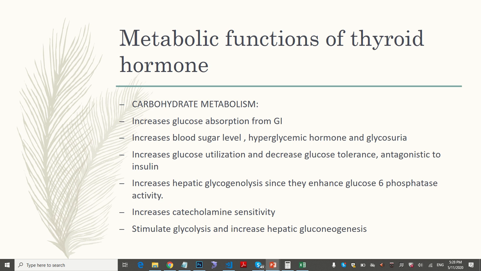Now, what are the metabolic functions of thyroid hormone? The carbohydrate metabolism. It increases the glucose absorption from the GI, increases blood sugar levels, causes hyperglycemia and glycosuria, so it's a hyperglycemic hormone. And it increases glucose utilization and decreases glucose tolerance, and this function is antagonistic to the insulin. It increases hepatic glycogenolysis since it enhances glucose 6-phosphatase activity. It increases catecholamine sensitivity, stimulates glycolysis, and increases hepatic gluconeogenesis.